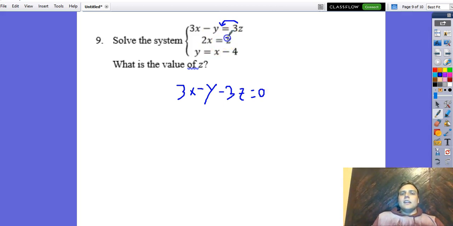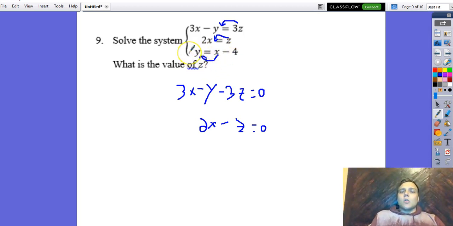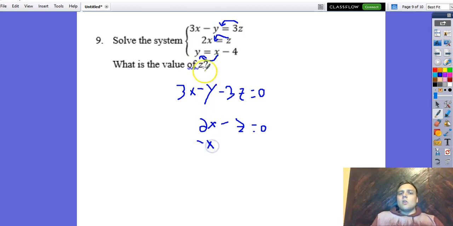2x equals z. I need to move the z over. So I get 2x minus z is equal to 0. And then y equals x minus 4. You need to move the x over. The negative 4 can stay on the right side, but all the variables need to be on the left side and in the same order. Since x came first, I need to make it go first in front of the y. So when you move a positive x over, you're subtracting it to bring it over, so it becomes minus x. Now this y needs to go next. Is it a positive y or a negative y? It's a positive y, so I just say plus y. I didn't move the negative 4, so I just say is equal to negative 4.